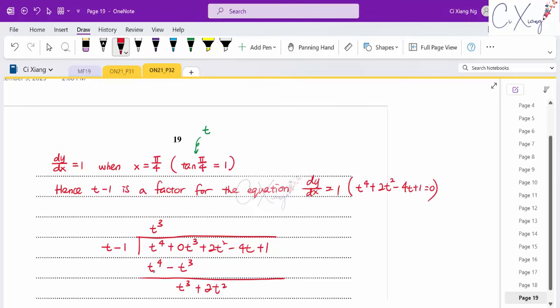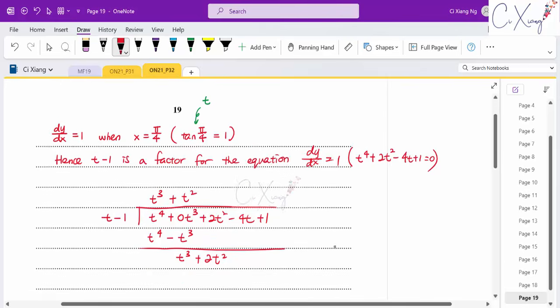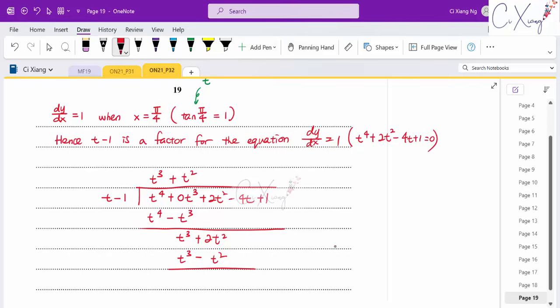So bring down the t squared. Something multiplied with t to get t power 3, so the something here will be t squared. So t squared multiplied by t is t power 3, then minus t squared. Then 2 minus negative 1, so I'm having 3t squared minus 4t. Then something multiplied with t to get 3t squared, so the something should be 3t.